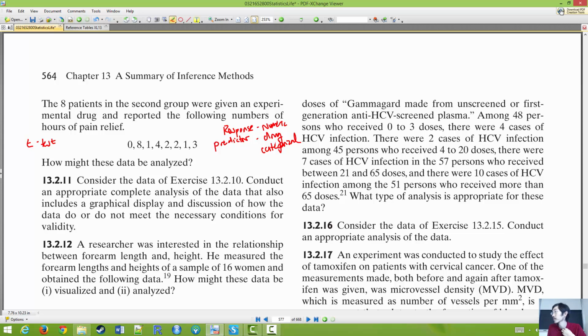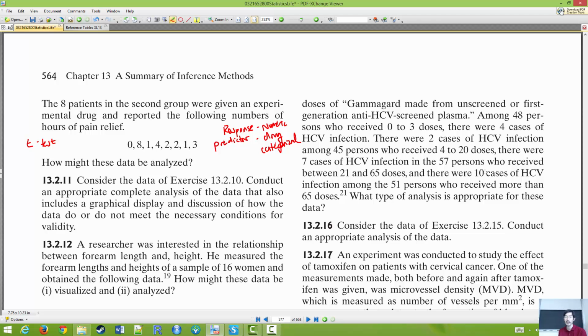Just in case we're not sure about that, should we do a normal probability plot? You could, yeah. In a real life scenario, you could do a normal probability plot and just kind of see. But when you only have samples of size 7 and 8, it's going to be kind of hard to tell, especially if the largest number is 8 versus 4. It's a little bit tricky.